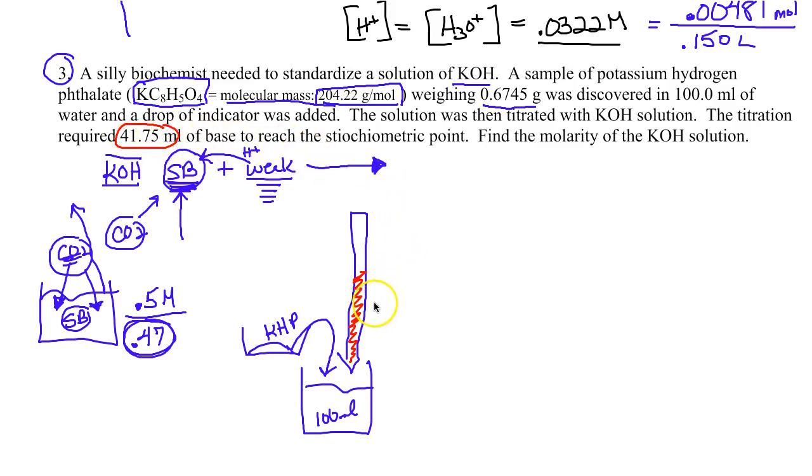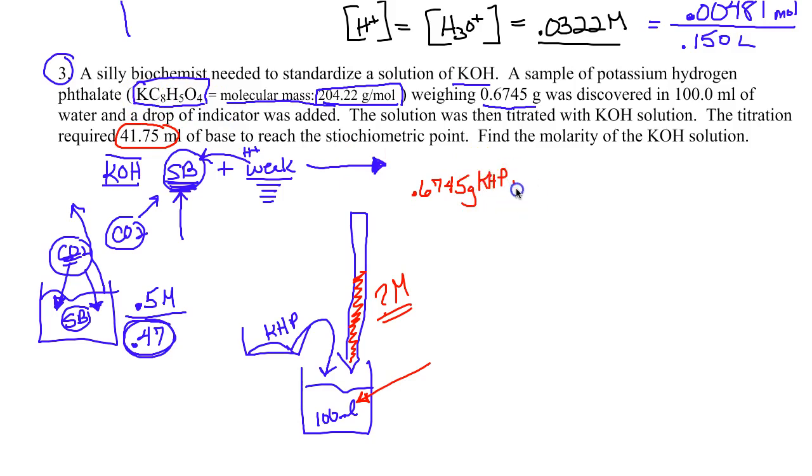But I don't know the concentration of the base. This is unlike the one above. If I knew the concentration of the base, then I guess the question would be over. So we're trying to figure out the molarity of the base, knowing exactly how much acid I have. So I need to start with how much acid. I'm going to start with 0.6745 grams. Now this becomes KHP.